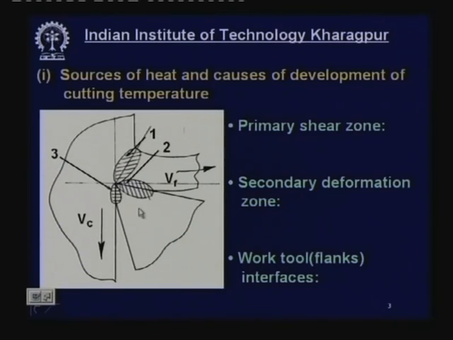The tool and work interfaces, the two interfaces, principal flank and auxiliary flank. So, work tool flanks interfaces. So, these are the three sources from where the heat is generated, and because of that temperature develops, which is shared by the chip, tool and job.